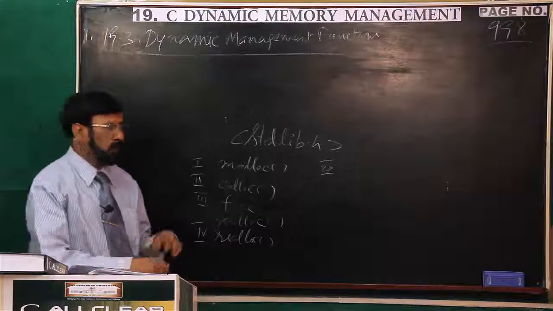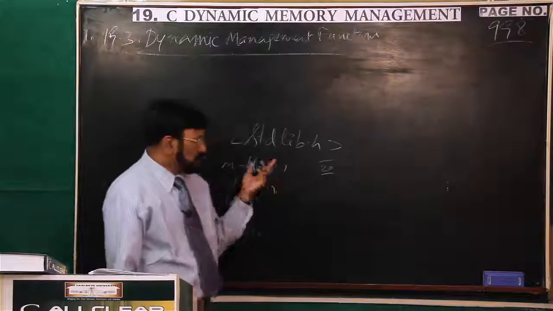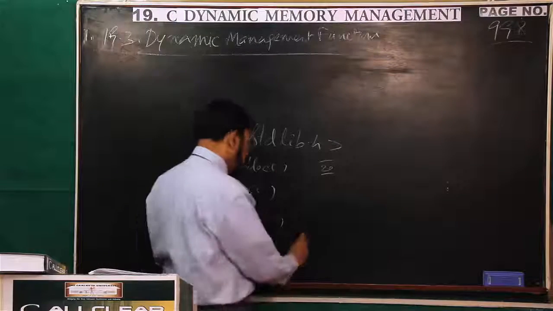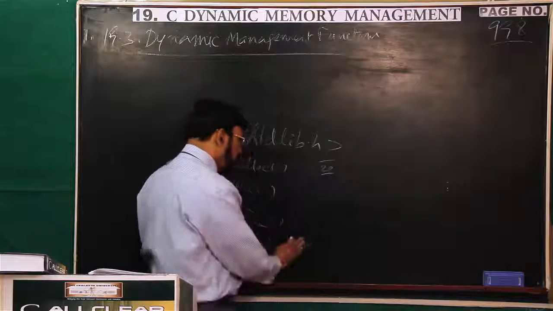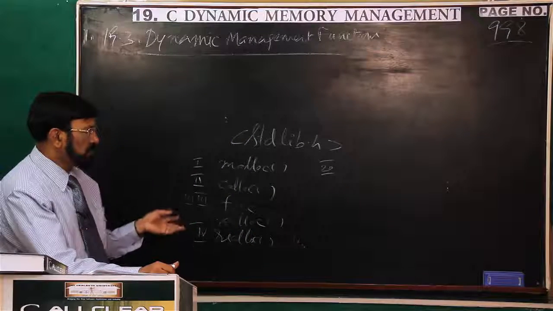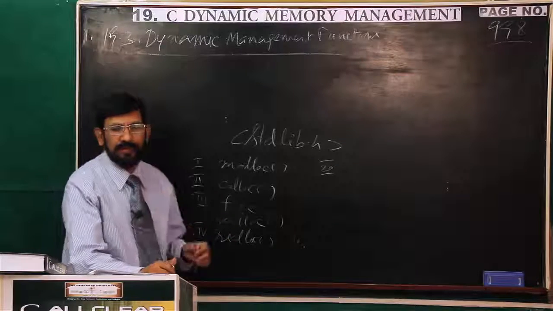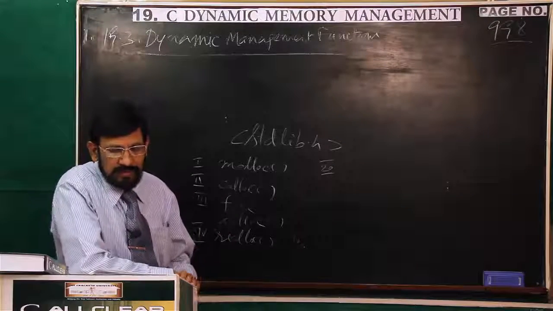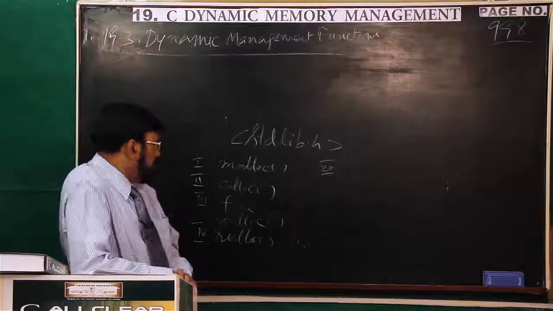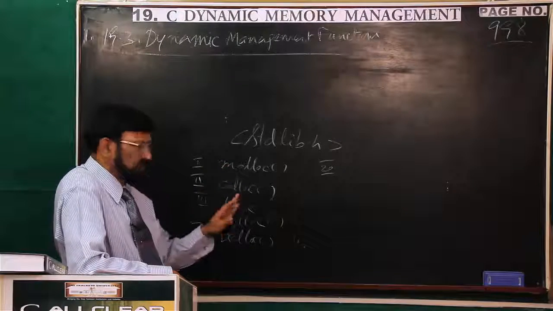Realloc function. Suppose you got allocated 20 bytes. This should be modified to 40 bytes or modified to 10 bytes. Then it should be modified. For the sake of modification, the realloc function is created. So, in this topic, mainly we have to study the features and functionalities of these four functions.